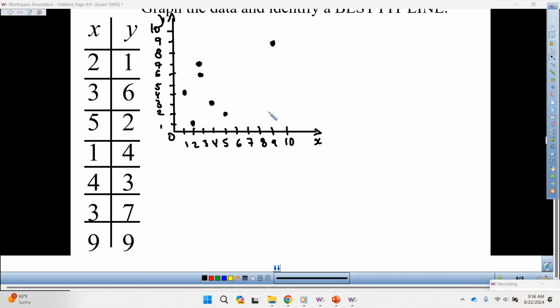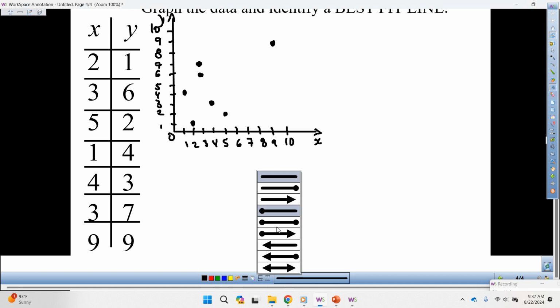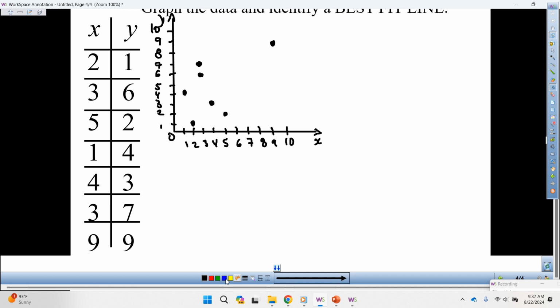So this is what I'm going to do. I'm going to draw a line, writing utensils down, look up, and it has to split the data evenly. It has to split the data where you have the same amount of points at the bottom as at the top. Okay? So watch. Here it goes. Look up to the screen or you're going to miss it. And once again, get off those phones.